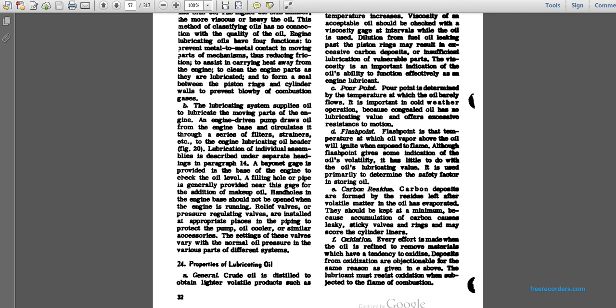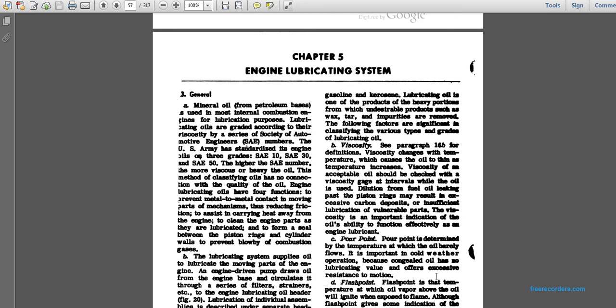Generally, crude oil is distilled to obtain lighter products such as gasoline and kerosene. Lubricating oil is made from the products of the heavy portions, from which undesirable products such as wax, tar, and impurities are removed. The following factors are significant in classifying the various types and grades of lubrication oil. B, viscosity. See paragraph 16b for the definition. Viscosity changes with temperature, which causes the oil to thin.